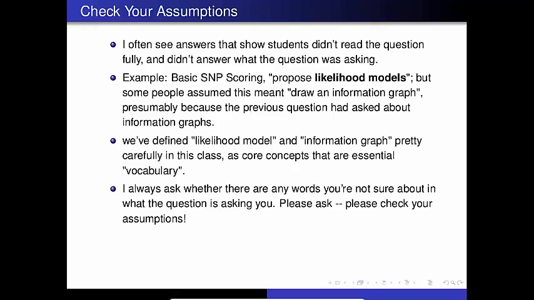I also try to pause, in presenting any question, to ask whether there are any pieces of the question that you're wondering about. And oftentimes I just get silence, whereas I can tell that you're actually wondering or unsure what some of these words are asking you. So please ask. Check your assumptions, and this applies equally well to real life, not just to this class.